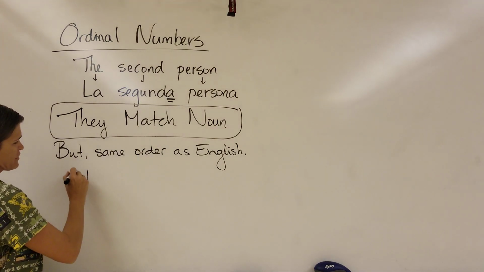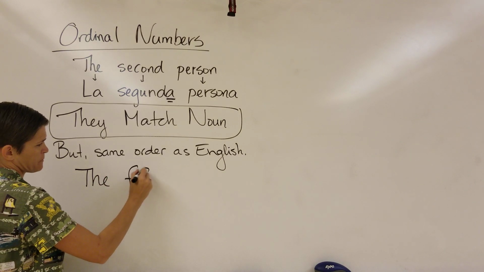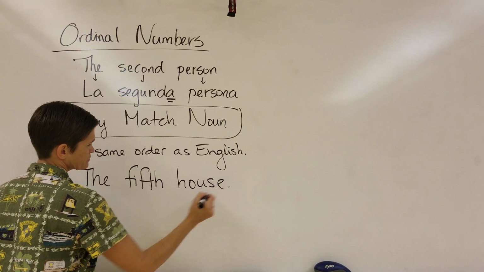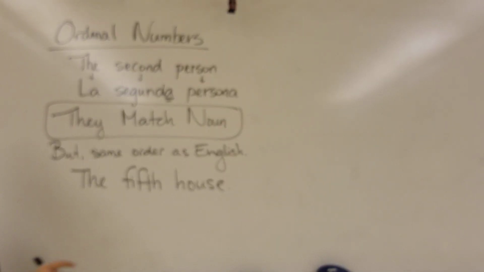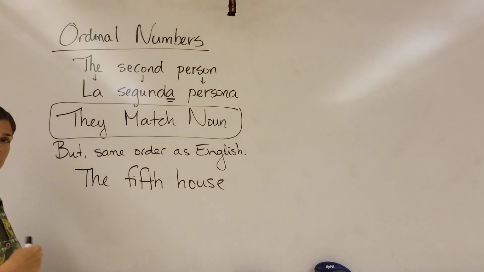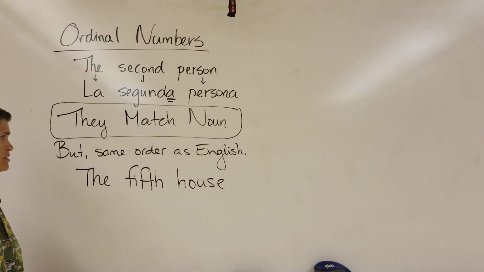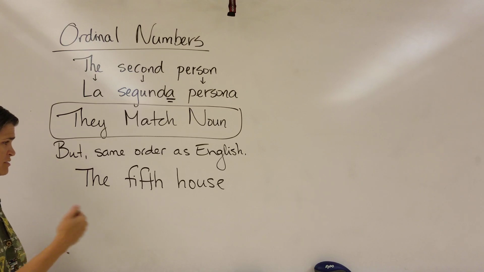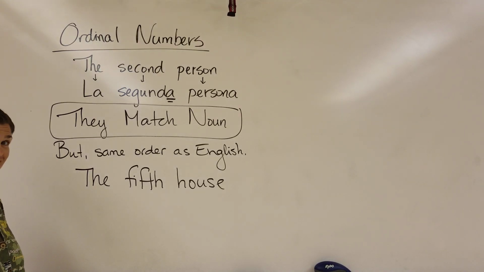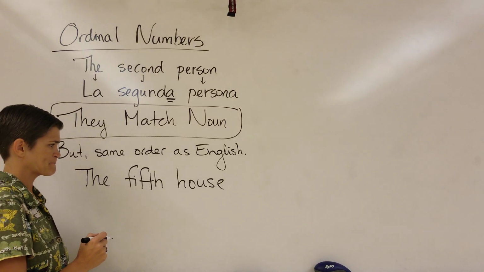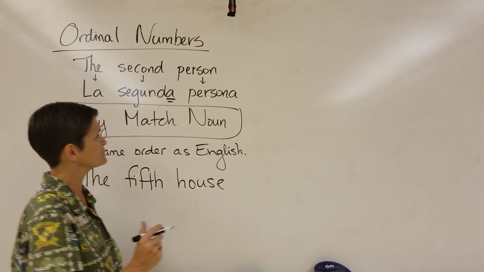So if it was the fifth house, I want you to try that one on your notes. Please write the fifth house, making sure that everything matches up in gender, starting with the word the. Fifth is on your vocab list, and then making it match with casa, which is the word for house. Got all that? All right.